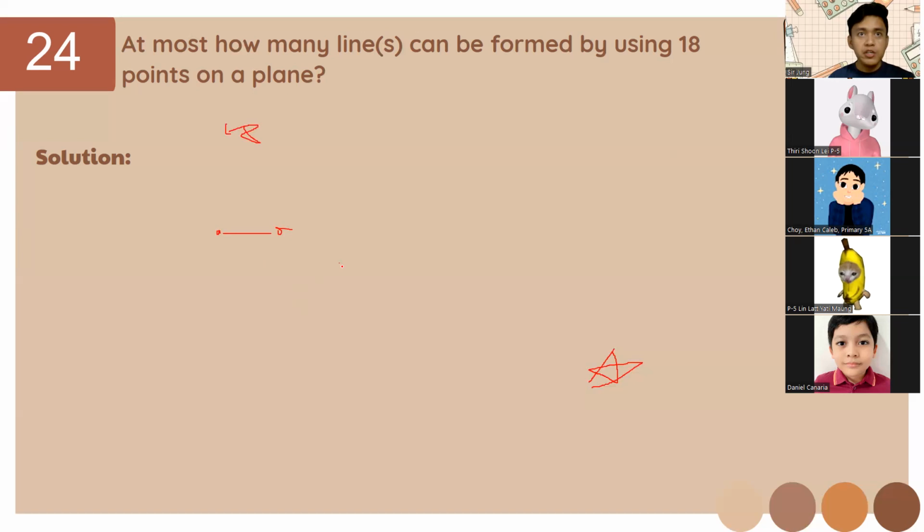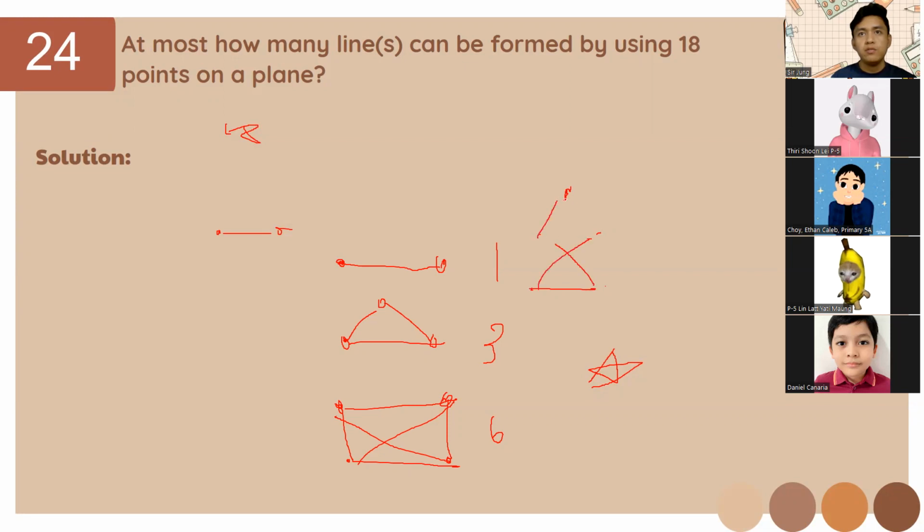So as we can see here, if we have 2 points, we have one line. If we have 3 points, we have 3 lines. If we have 4 points, we have 6 lines, right? So we have a pattern already. We also have 10 points, right? Yes, that's correct. The answer here should be 153.